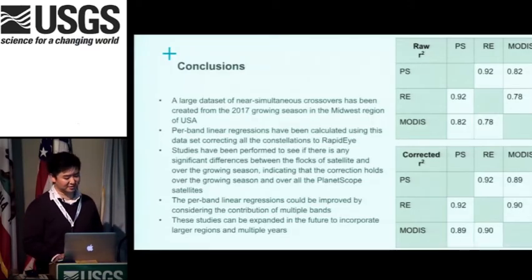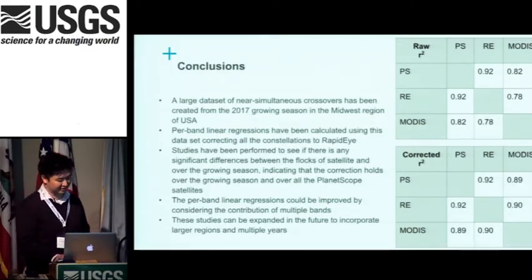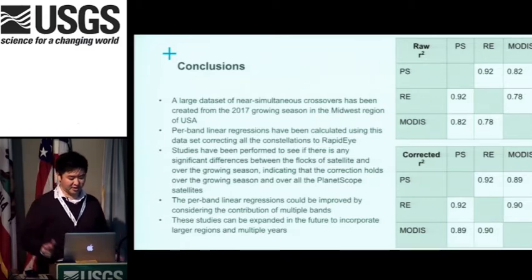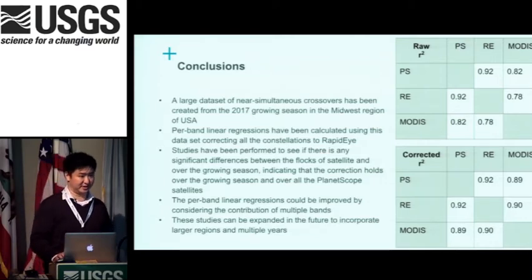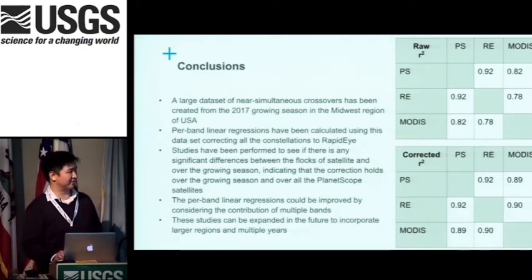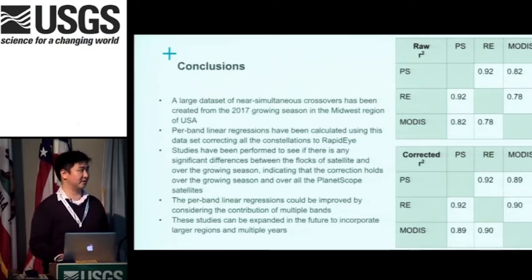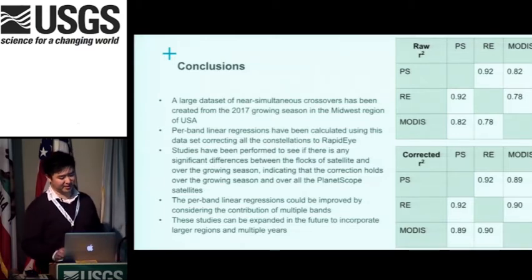As a conclusion, we're quite confident that this correction can work quite well within the limitations of looking at agricultural areas over the summer for the Midwest region of America, and that the per-band linear corrections are quite okay for this situation. But it needs to be expanded to look into other agricultural areas. For example, California might have slightly different behaviors, and Europe as well. We can expand that study, and we can look into this year's results as well.